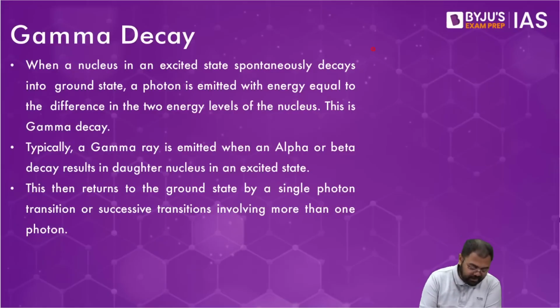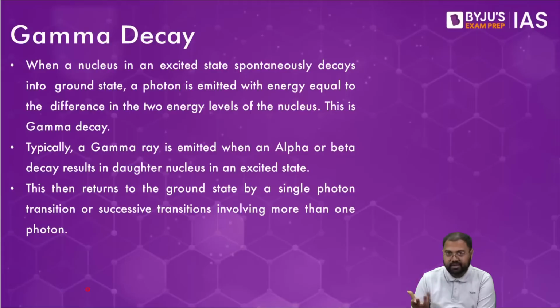Then we have gamma decay. In case of gamma decay, what we are basically saying is that this nucleus has extra energy. It has more energy than it should have, and that is where gamma decay would take place.